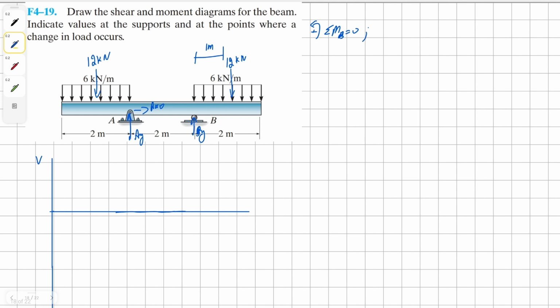So we're going to have clockwise 12 kilonewtons 1 meter away. Then we have our unknown AY clockwise 2 meters away from B. And then we have our counterclockwise 12 kilonewtons and it's 3 meters away from B, all equals to 0. So for BY we get a solution as 12 kilonewtons. Similarly, you're going to get a solution for AY as 12 kilonewtons because both are symmetrical.